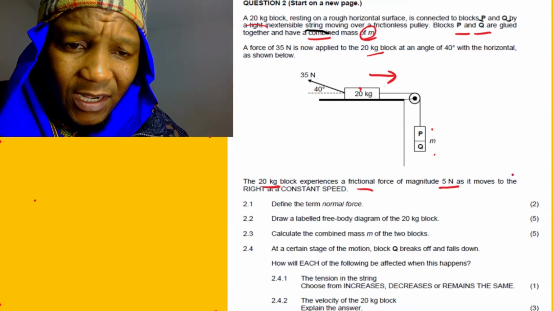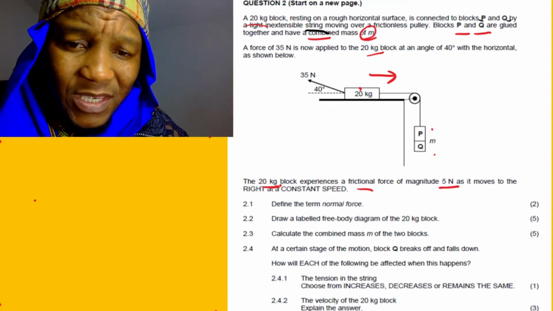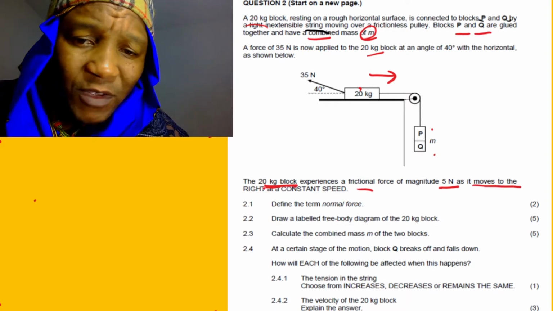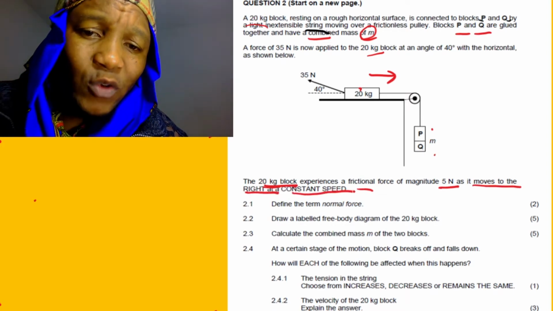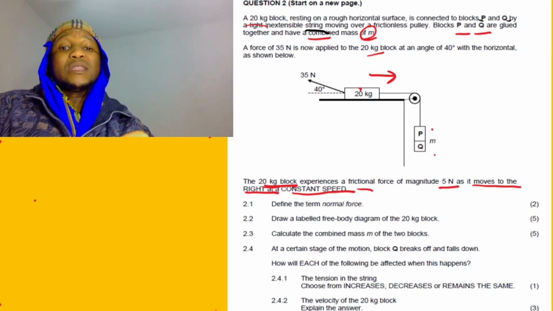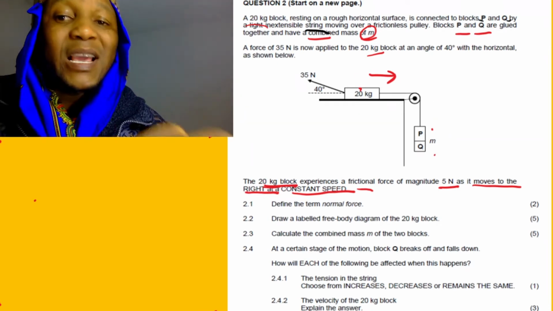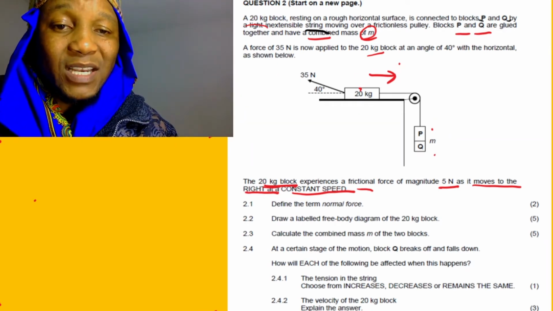So now they say, look, the object was moving to the right at a constant speed. So now we know this object was moving to the right. That's what was pulling it. Also, it was accelerated this way.